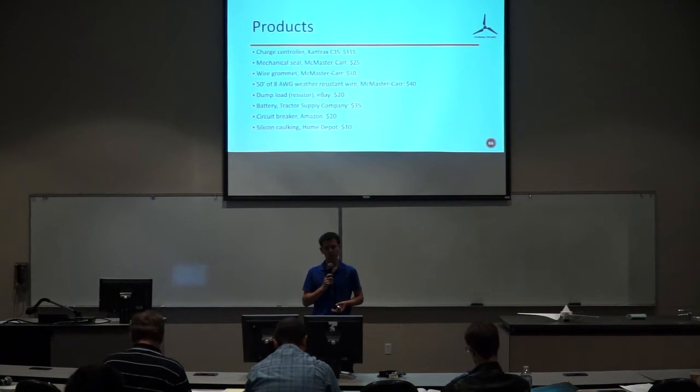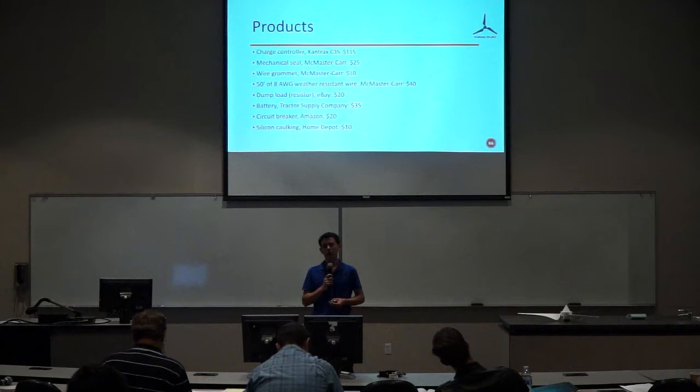This is a list of the products. I've discussed some of them. Some of the ones that I have not discussed include the mechanical seal, which we will get from McMaster-Carr, as well as the wire grommet. We will be using 50 feet of 8-gauge wire that is weather resistant. That is so we can run all of the instrumentation and charge controller from the shore of the riverbanks because we don't want to expose it to water.